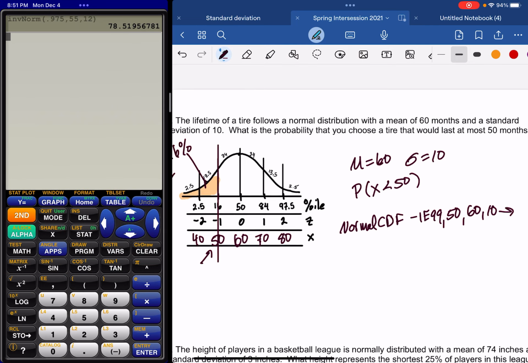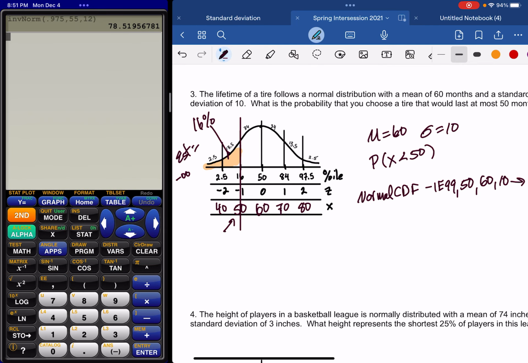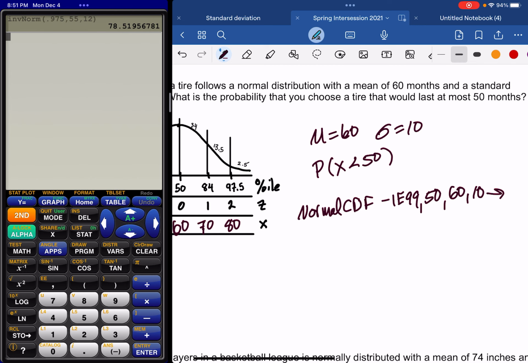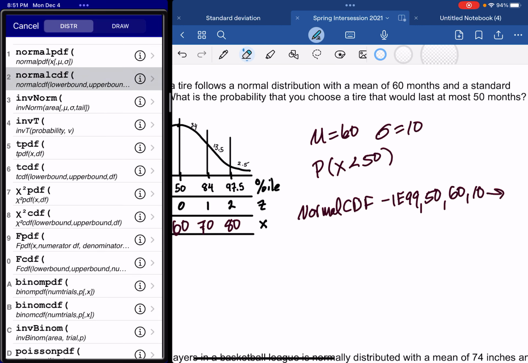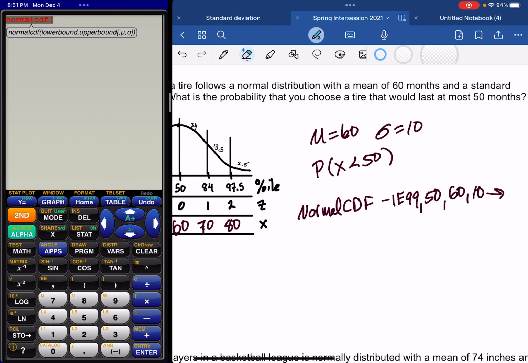Now, remember, when you're doing these problems in your class, your teacher might not want you to do a template or want you to write out the steps that you did on your calculator. But this gives you a sense of an overall way of doing these problems. Okay. So second, VARS, normal CDF. And we go with negative, not minus, negative 1, second, comma, which gives you E, 99, comma, right? 50, comma, 60, comma, 10, close, enter, and there it is.